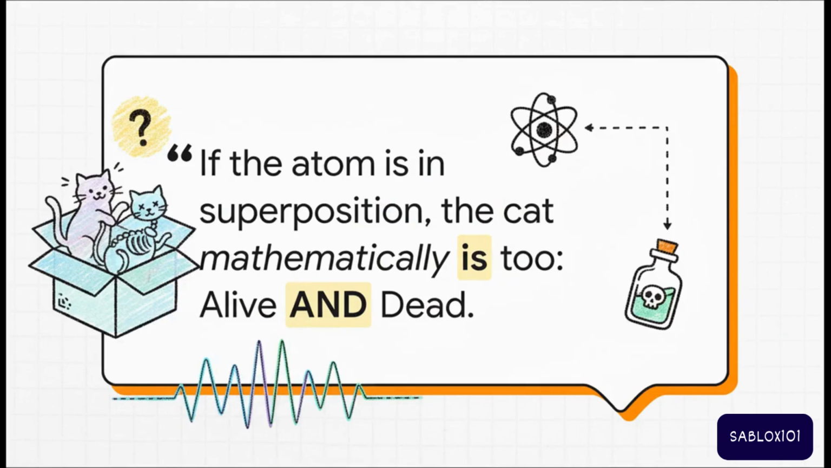And here it is, the punchline of his entire argument. He says, look, if the atom is linked to the poison, and the poison is linked to the cat, then the fate of the cat is directly tied to a quantum event. The whole system is connected, which means if the atom is both decayed and not decayed, then the cat must also be in a superposition. Mathematically, until you open that box, the cat is both alive and dead.